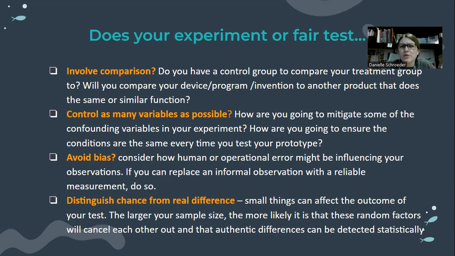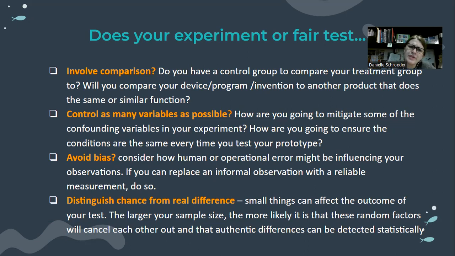You need to ask yourself these questions. When you figure out how you're going to measure each of your variables, does your experiment or fair test involve comparison? Do you have a control group? Do you have a standard to compare to? Does your experiment or fair test control as many variables as possible? How are you going to mitigate some of the confounding variables in your experiment, right? How are you going to control those third variables? How are you going to ensure that the conditions are the same every time you test your prototype?